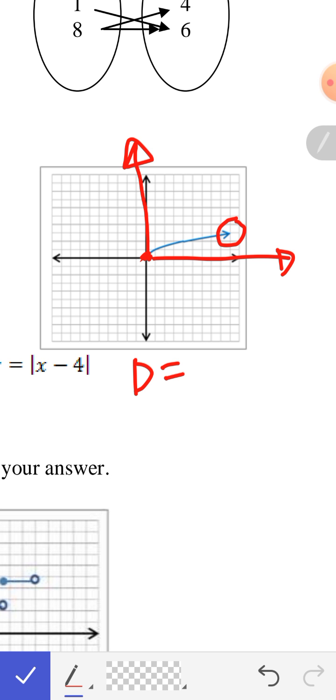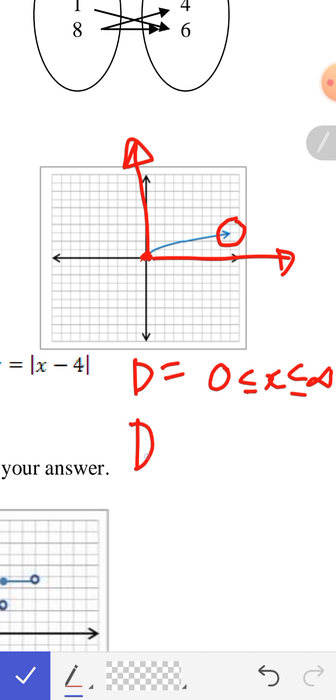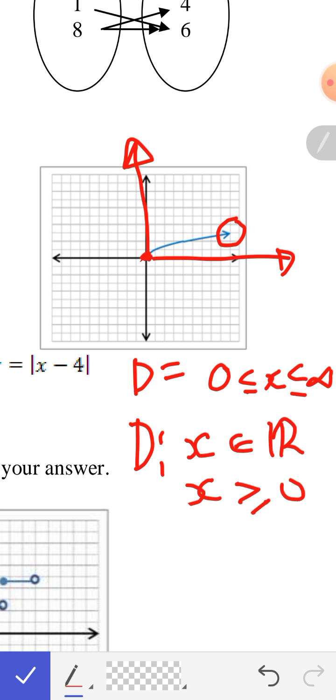So its domain will be x starting at 0 all the way up to infinity. X starts at 0 up to infinity. That's its domain. Or I can write it in set notation. I can write domain is x is a member of all real numbers, and x is also greater than or equal to 0. Those would be the two correct conditions for the domain.